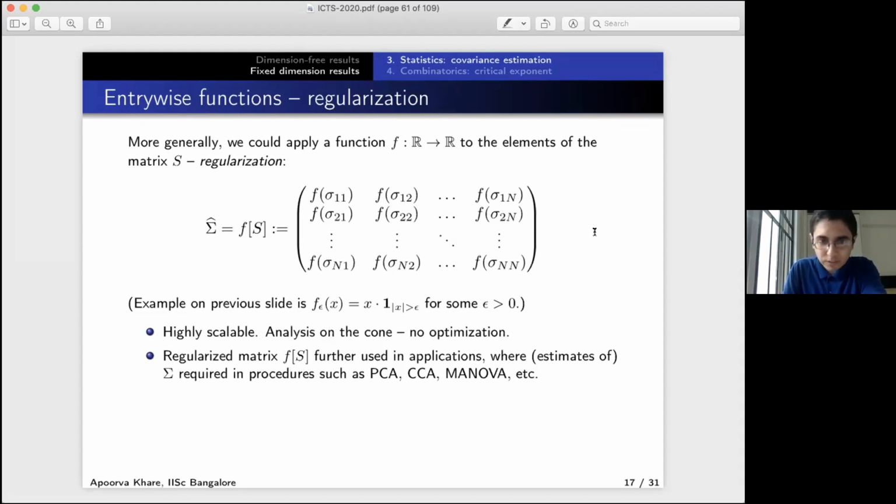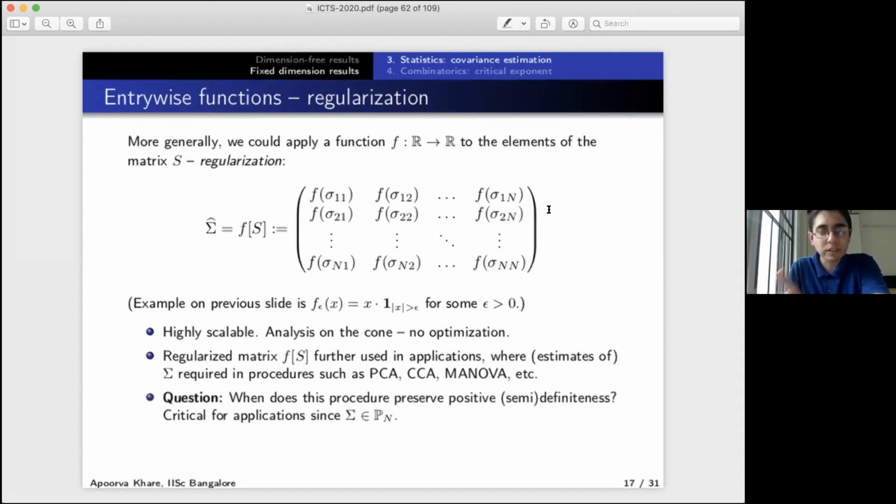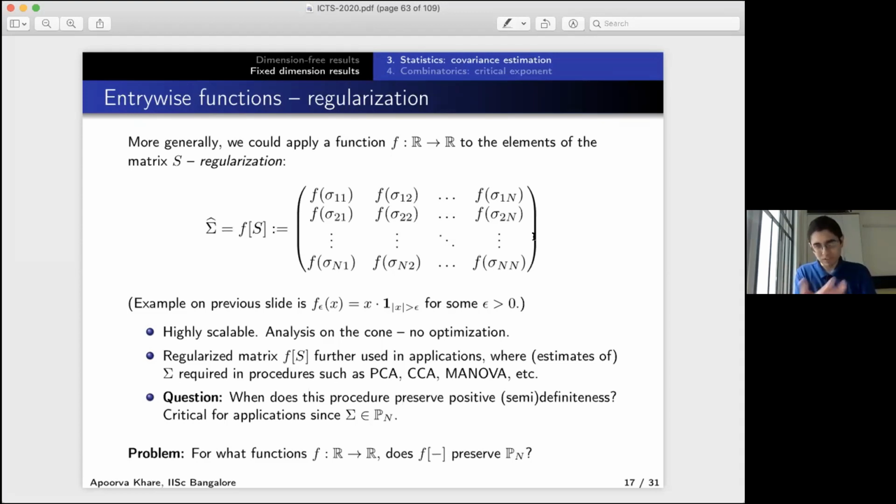But the point here is what you need to critically ensure: whatever matrix you get out of it has to stay positive semi-definite, because it's being used as a proxy of the true covariance matrix. And the problem is you can't just apply any function f to every entry arbitrarily and expect the answer to stay positive semi-definite. So that's really the key question now: when does this kind of function preserve positivity? And that's how we came to this question in the beginning.